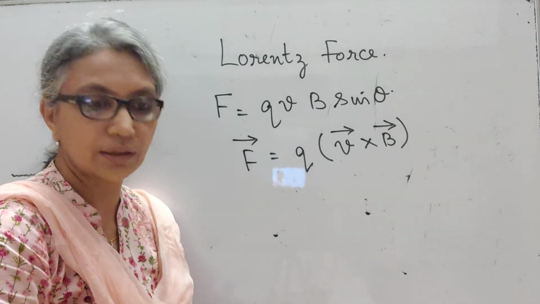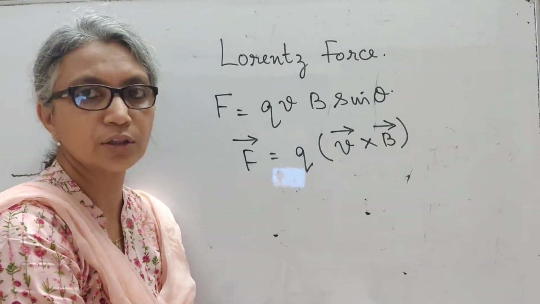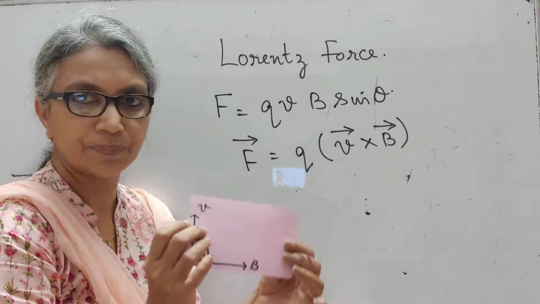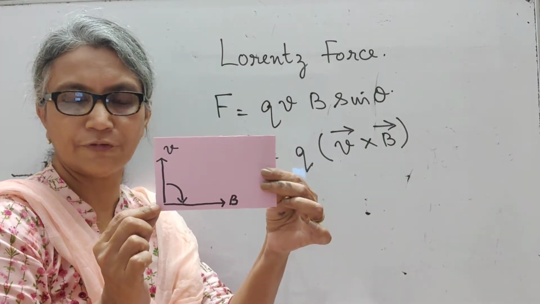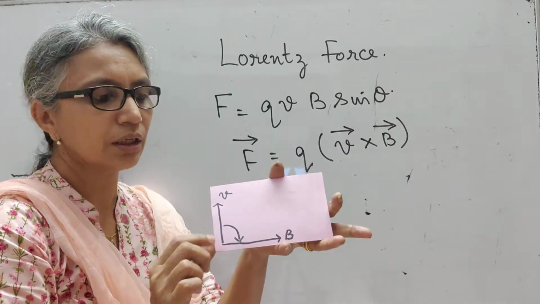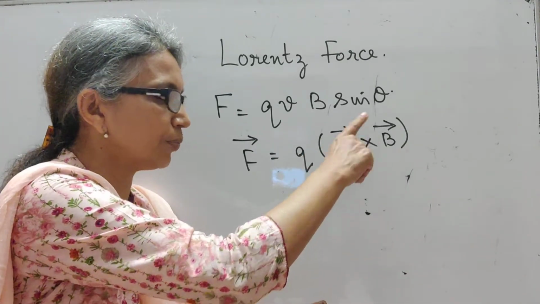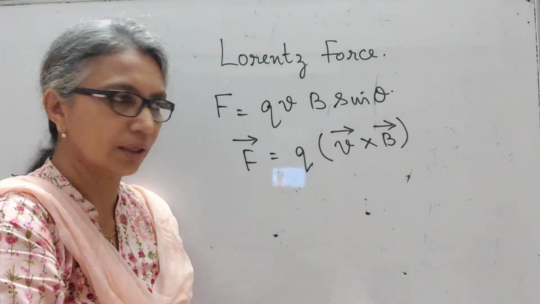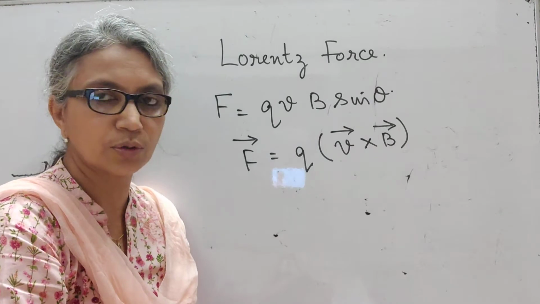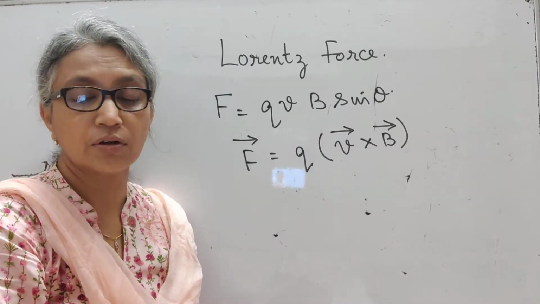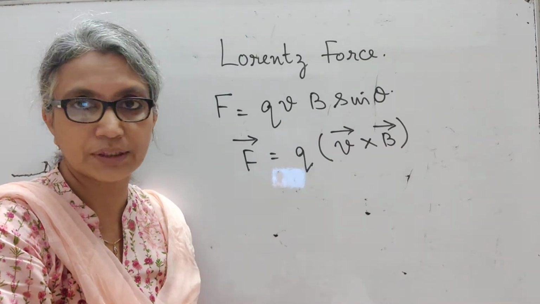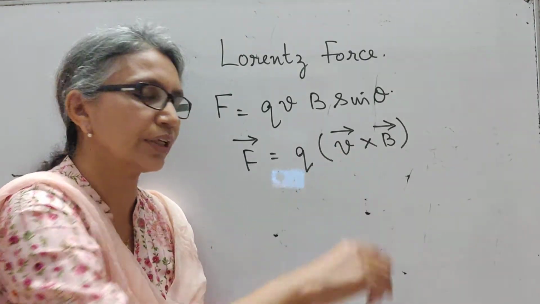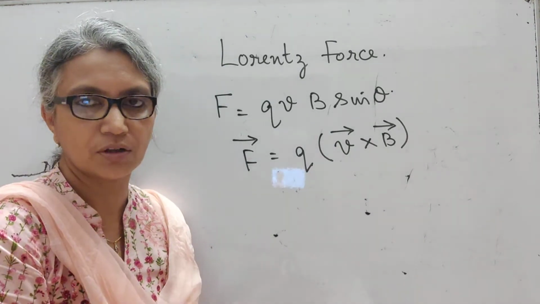It will always be in the direction perpendicular to V and B. For example, if this is your plane containing V and B, okay. Now always it will be V to B, QVB sine theta. A cross B is not equal to B cross A, because A cross B and B cross A will always have opposite directions. So you have to take this vector product as V cross B, not B cross V.